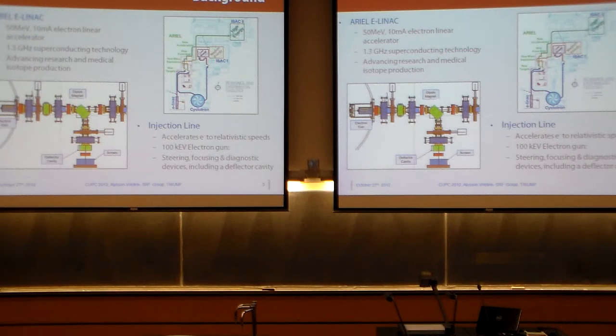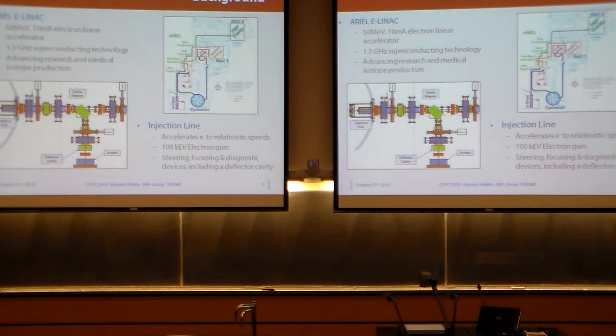So, starting off with the ARIEL e-linac project. This is a really exciting new facility being developed at TRIUMF right now. It's going to advance research in fields ranging from high-end physics to materials engineering, and of course we're going to be using it for the production of crucial medical isotopes. As an accelerator engineer, what's exciting for me is the 1.3 gigahertz superconducting technology, and it's going to be a 50 MeV, 10 milliamp electron linear accelerator.